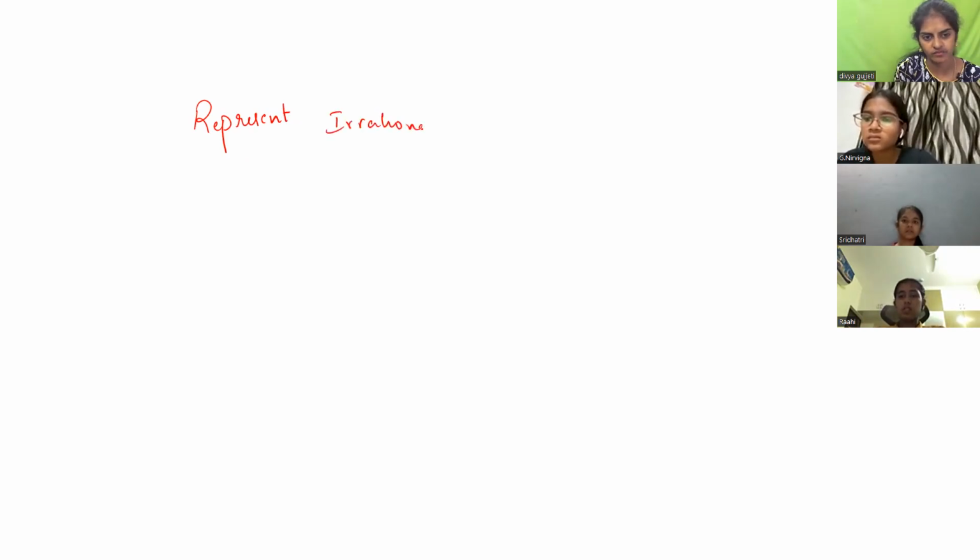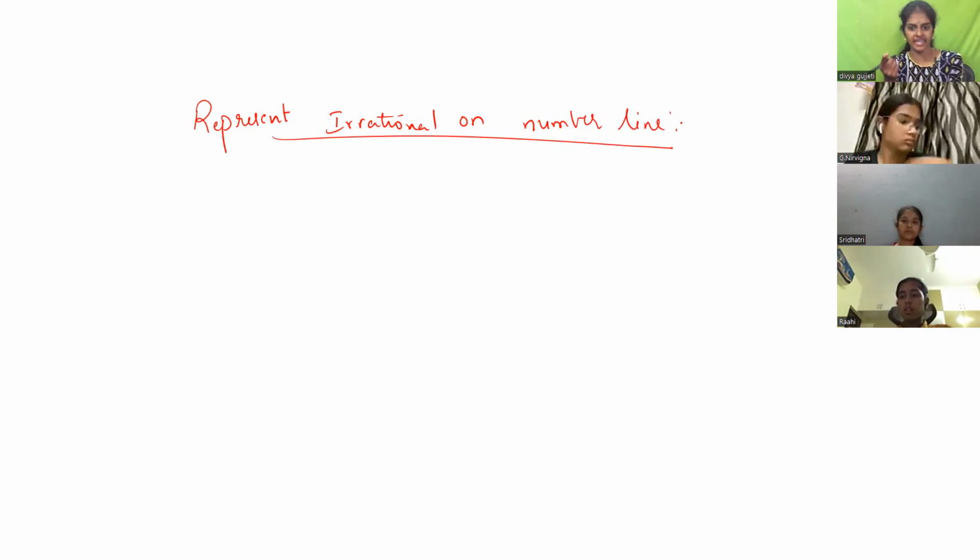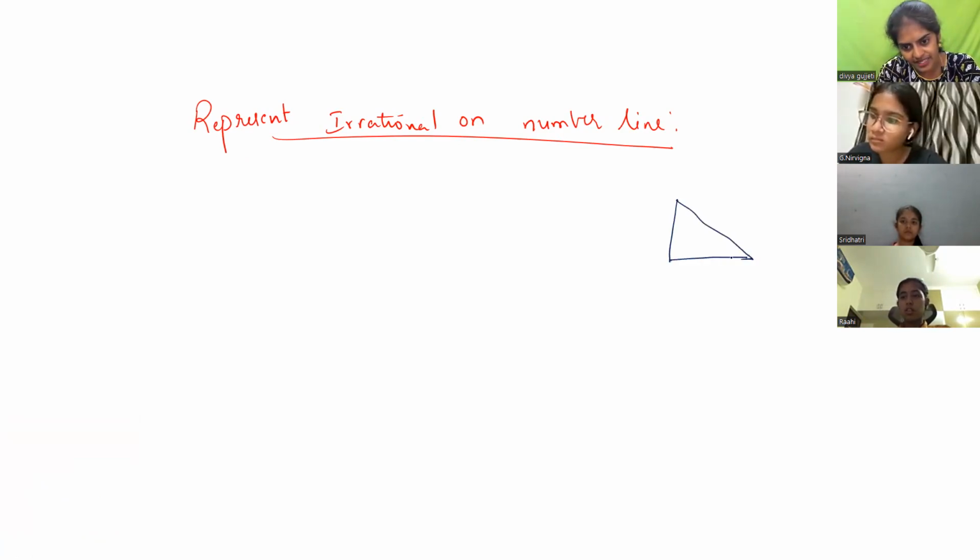So the topic for today, the most important topic, is representing irrational numbers on the number line. As I have been telling you from the start of the class, we have been representing rationals on the number line, but today we will learn how to represent irrational numbers on the number line. For this we shall take the help of the great mathematician Pythagoras. He will be helping you all throughout your 10th class, so never forget him.